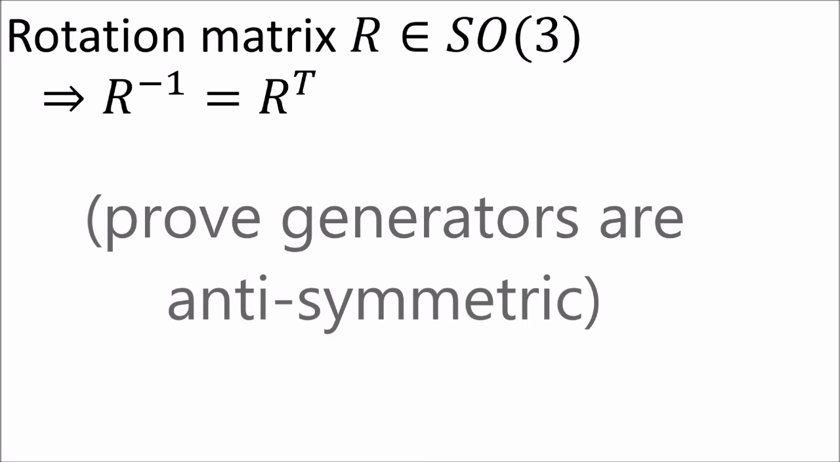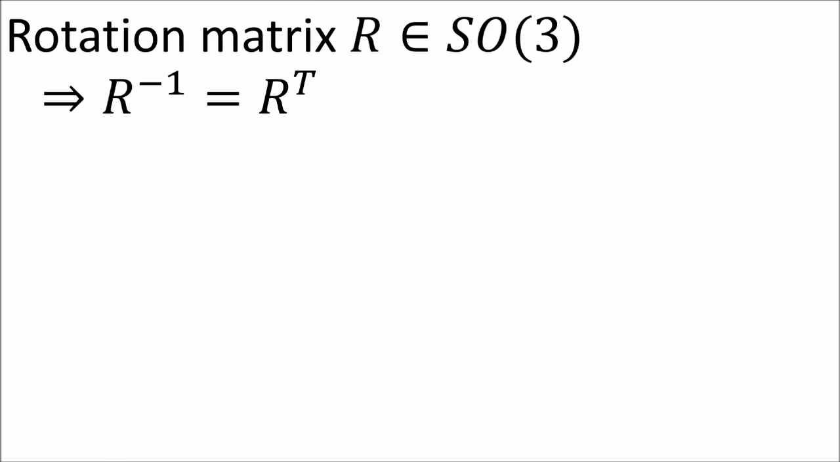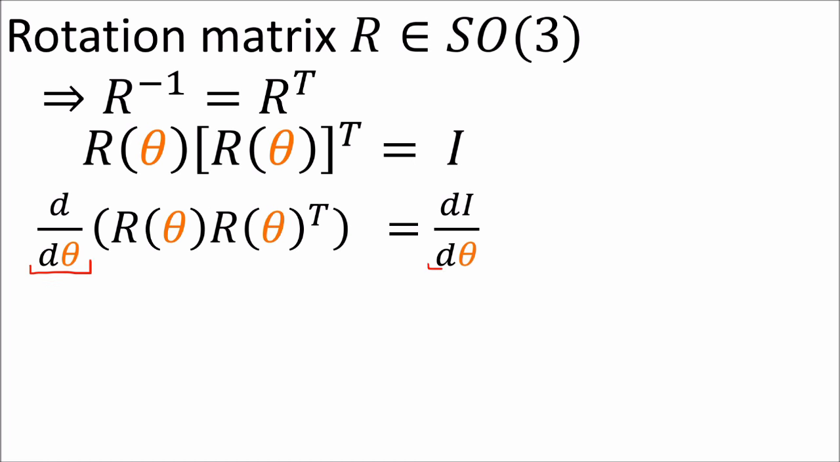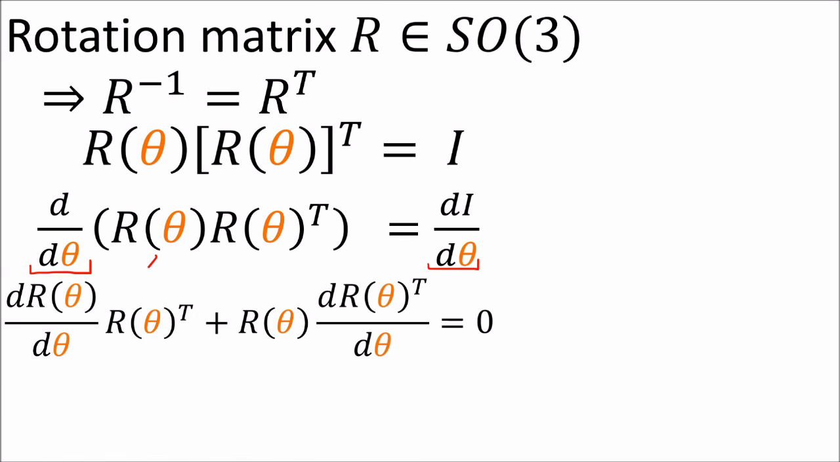Now let's prove SO3 generator matrices are anti-symmetric. We know that for an SO3 matrix R, its inverse equals its transpose, so R times R transpose equals the identity matrix. Now let's take the derivative of both sides. On the left side, we use the product rule to get a sum of two products. And on the right, the identity matrix is a constant, so its derivative is the zero matrix.